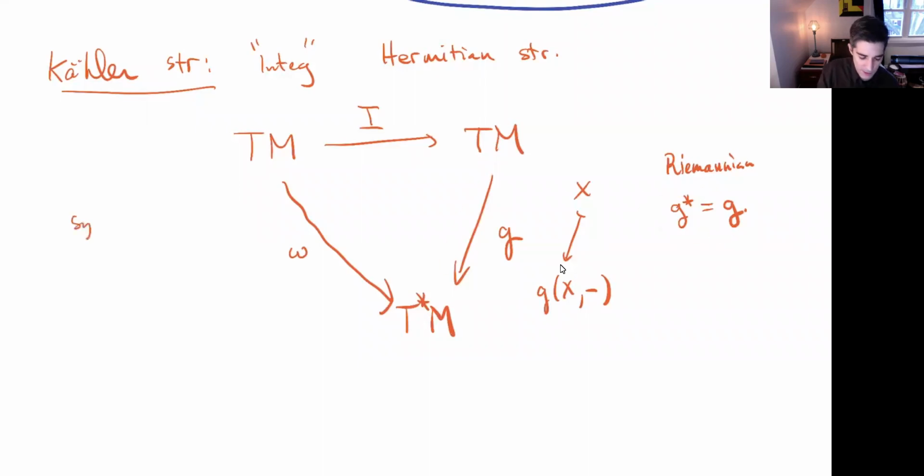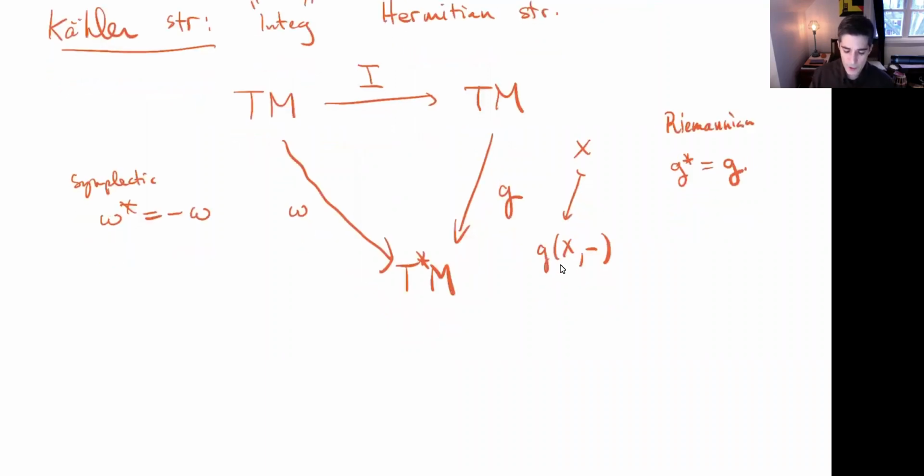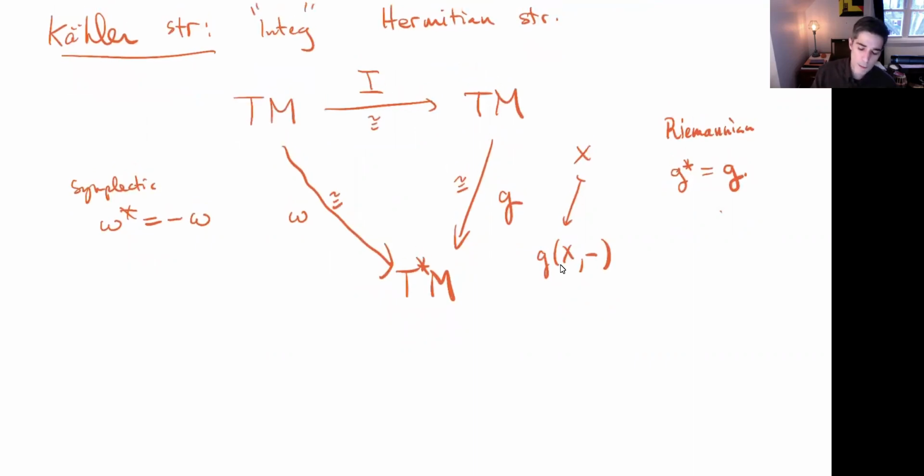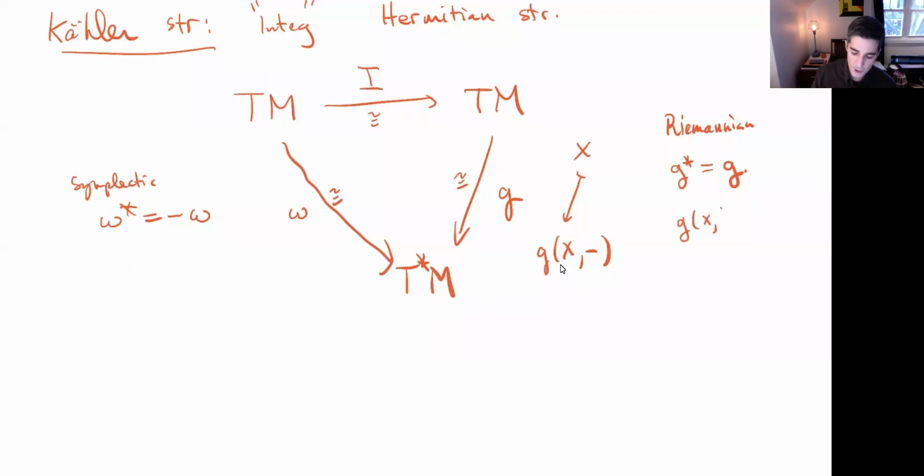Here we have symplectic, which satisfies the opposite condition. Omega star is minus omega, so it's anti-self-dual. And we want this to be an isomorphism. All of these maps should be isomorphisms. And to be Riemannian, we want a positivity condition, so that if we take the norm squared of a vector, that should be positive.